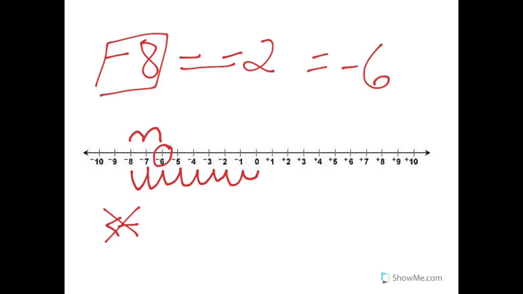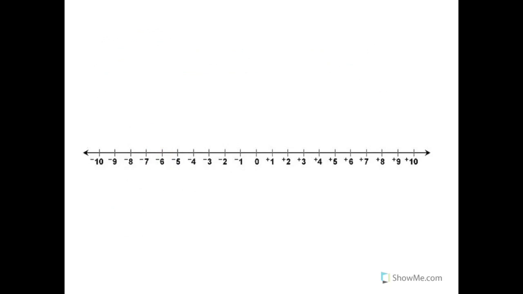Here's the real trick. Let me clear this off here. If I gave you, let's say, negative 7 minus negative 3.